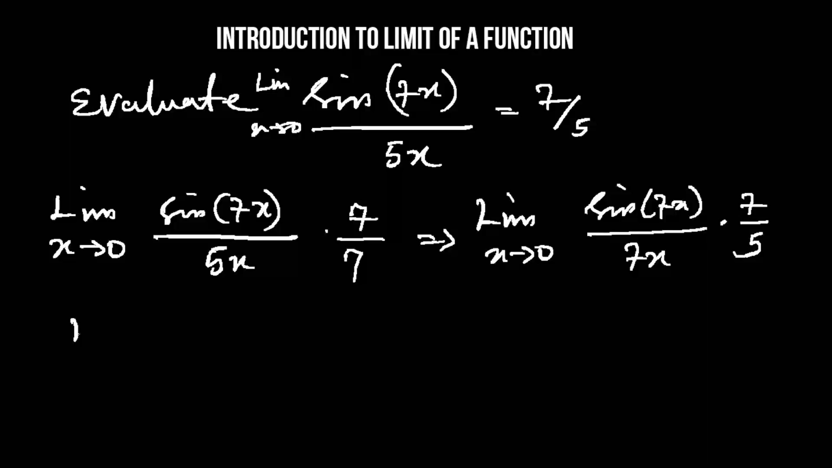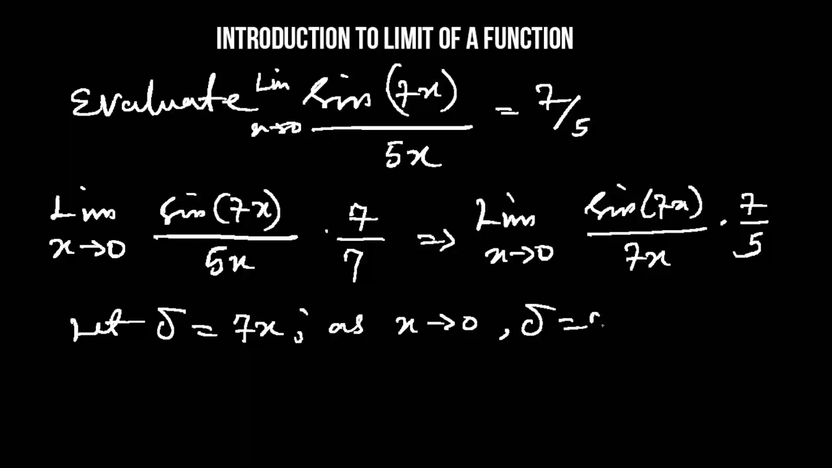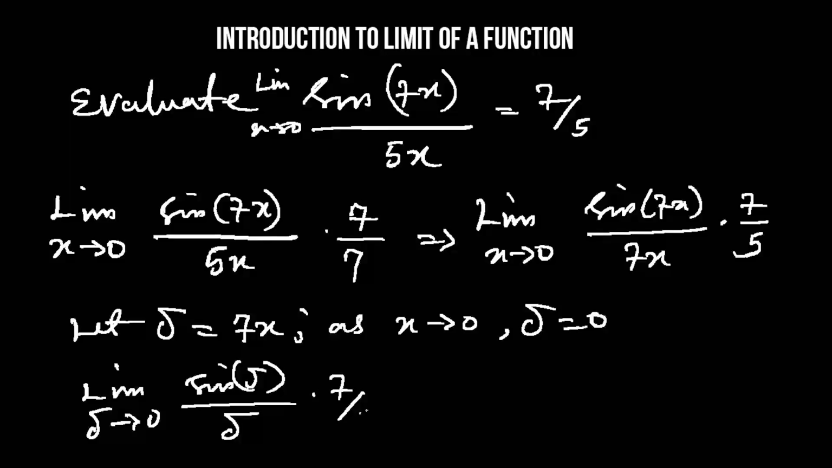So let delta equal 7x. If delta equals 7x, as x tends to 0, delta is also 0. So we can now have this as the limit as delta tends to 0 of sine delta divided by delta times 7 over 5. And this will just give us 1 times 7 over 5, which is 7 over 5. Okay, so I hope you get this now.